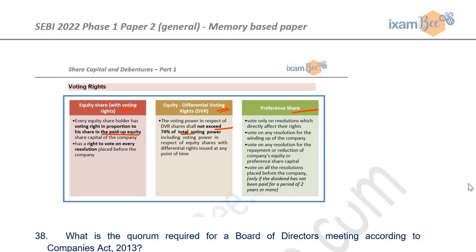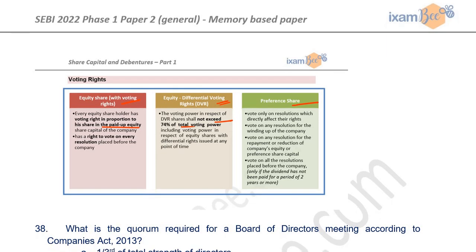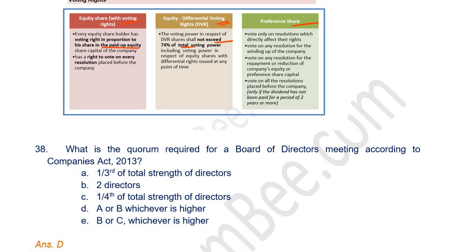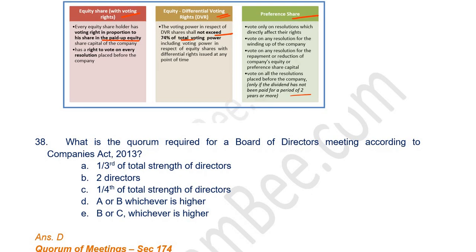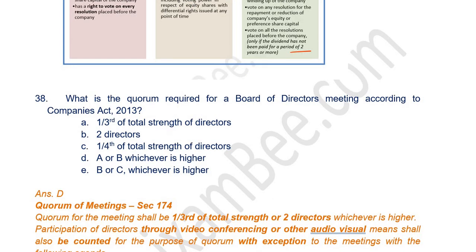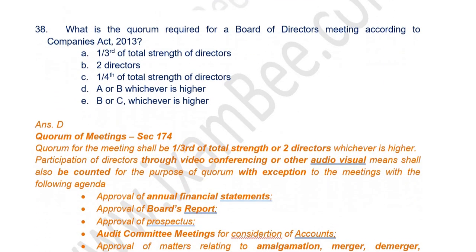And then the preference shares, they will have voting rights only in cases of resolutions which affect them, but they can have in all the matters if the company has not paid dividend for the last 2 years. So very crisply mentioned in a small image for you to remember.